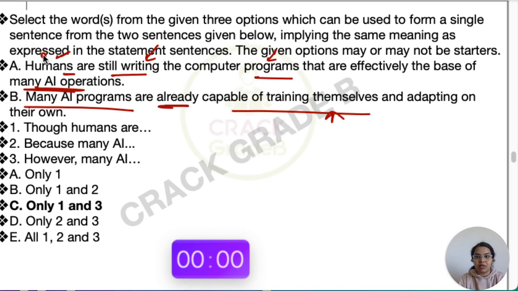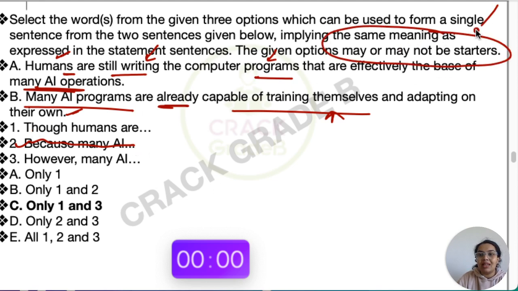In the first statement, we are saying that we require humans to do something that relates to AI operations. In the second sentence, we are saying something opposite, that we don't need humans. They are self trained, they are capable of training themselves and adapting on their own. They need humans or they don't need humans. The question arising in our mind is, since you are given permission in the instruction here, you can use it in the starting or not.